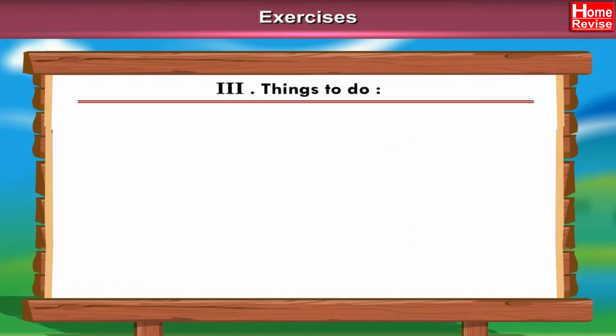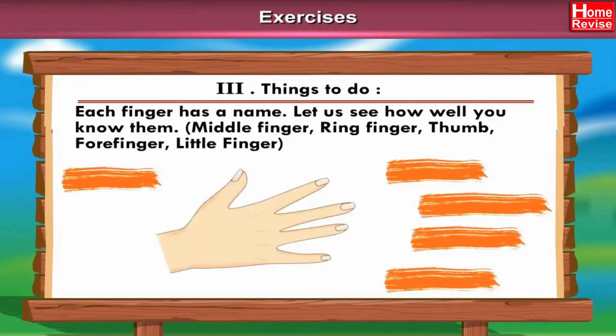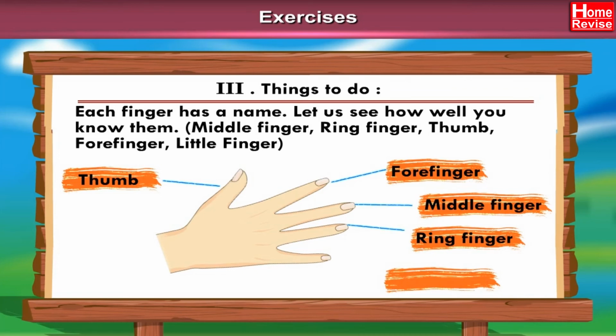Third, things to do. Each finger has a name. Let us see how well you know them. Thumb, forefinger, middle finger, ring finger, little finger. Very good. You know all of them.